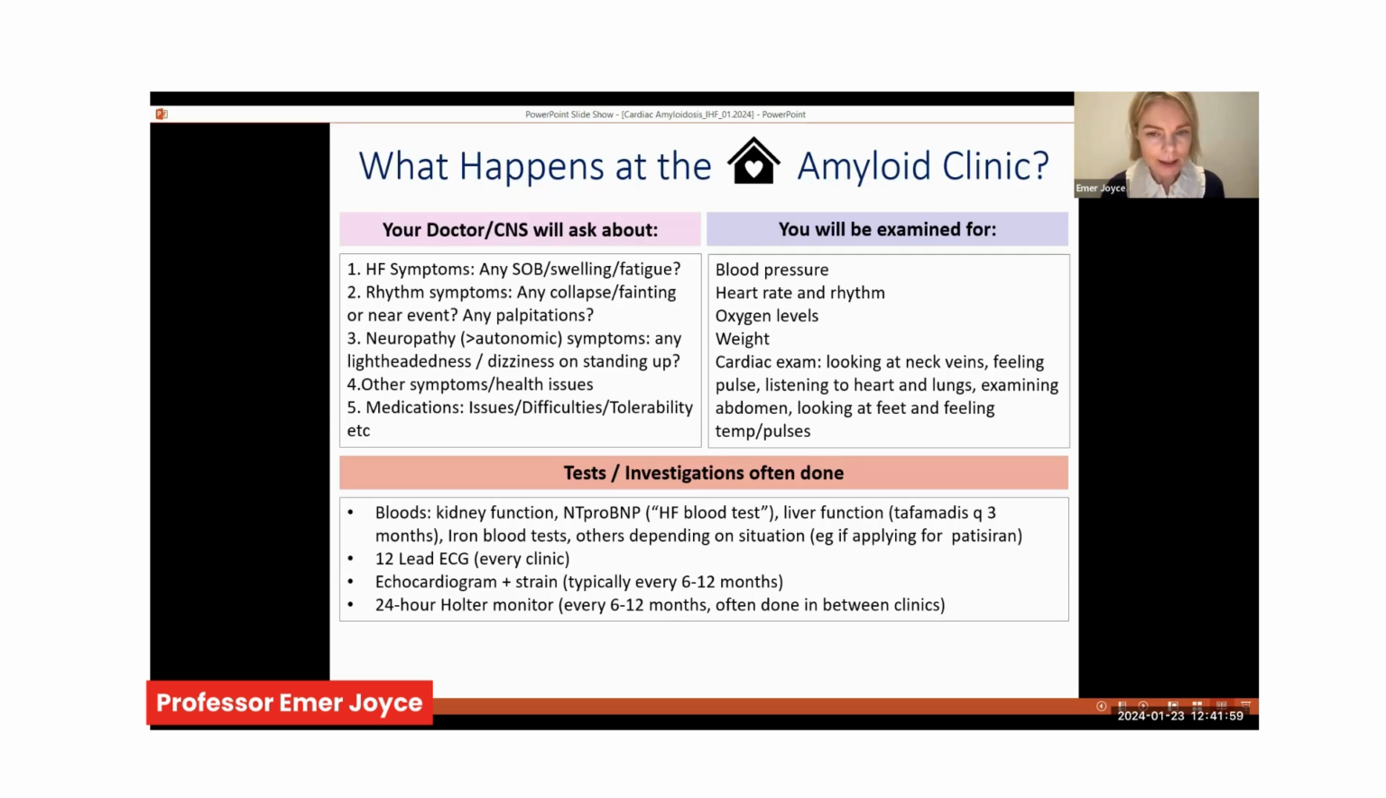On tafamidis, we need to measure liver function. On patisiran, there are other bloods we check periodically. We do a 12-lead ECG at every clinic. We also, periodically at the start, and then maybe once a year, check in on the echocardiogram. How thick is the heart muscle? Hopefully, we don't typically see it go back to normal or regress, but we want to make sure it's not progressing. And then we'll also do a 24-hour Holter monitor every 6 to 12 months.